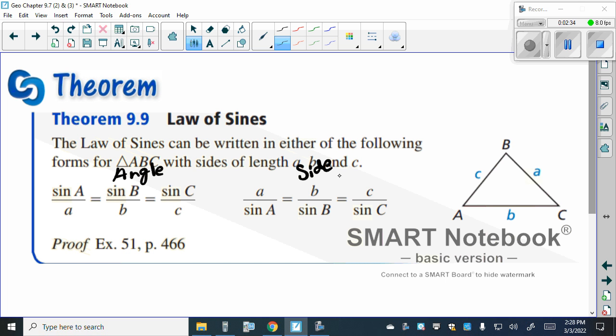And really, we're just using the side and the angle opposite for any one of these three fractions. So A is going to be over sine of A, the angle opposite side length A. B over sine of B, side length B over sine of the angle opposite, which would be angle B, and the same for C. So when sine is on top, we're really trying to find an angle. When the letter's on top, we're trying to find a side length.